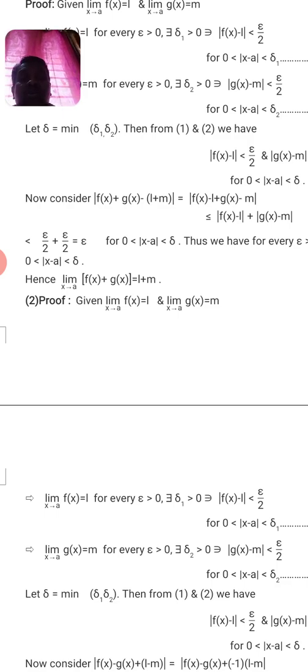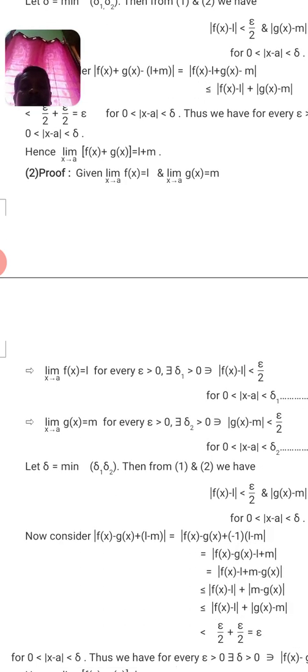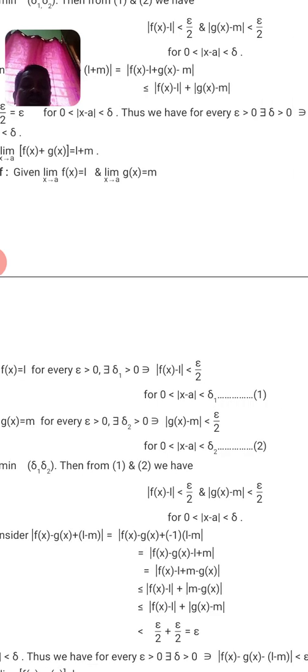Similarly, how to prove the second one? Here also we use the definition of a limit of a function. Given limit x tends to a of f of x is equal to L and limit x tends to a of g of x is equal to m. By the definition, limit x tends to a of f of x equal to L means for every epsilon greater than 0, there exists a very small real number delta 1 greater than 0 such that modulus f of x minus L is less than epsilon by 2 for 0 less than modulus x minus a less than delta 1.